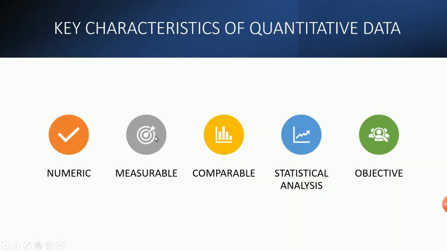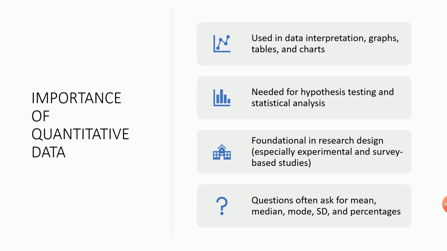So key characteristics of quantitative data. First, it is numeric. So no matter what, the value would be numeric. Then it is measurable. And thirdly, it is comparable. I can compare one data with another data. Fourth one is statistical analysis. I can use the collected data for statistical analysis. Lastly, it is objective. I can collect particular data for a particular purpose. So that is objective. So these are the 5 characteristics of quantitative data.